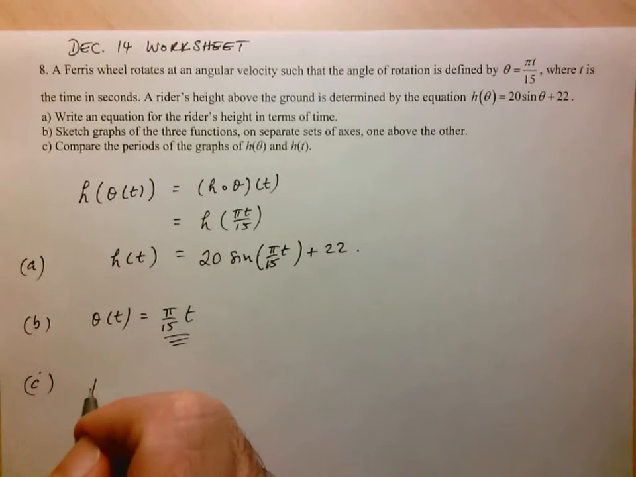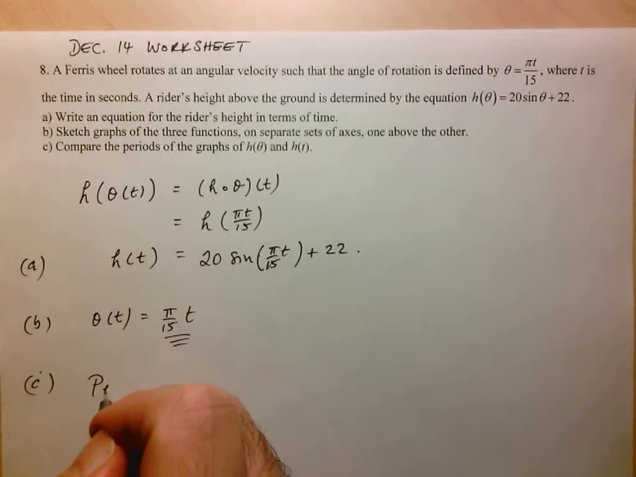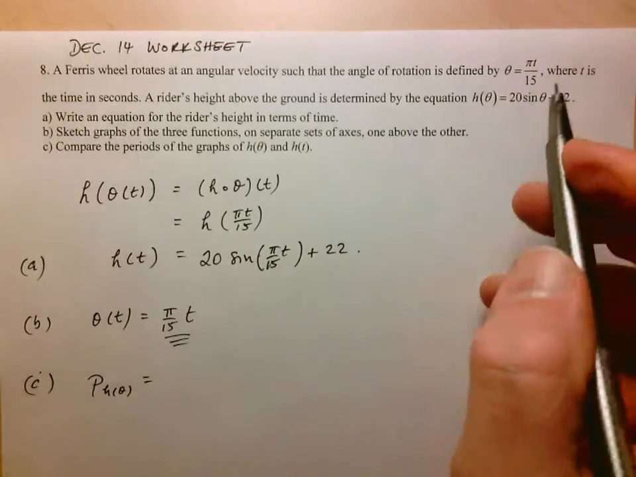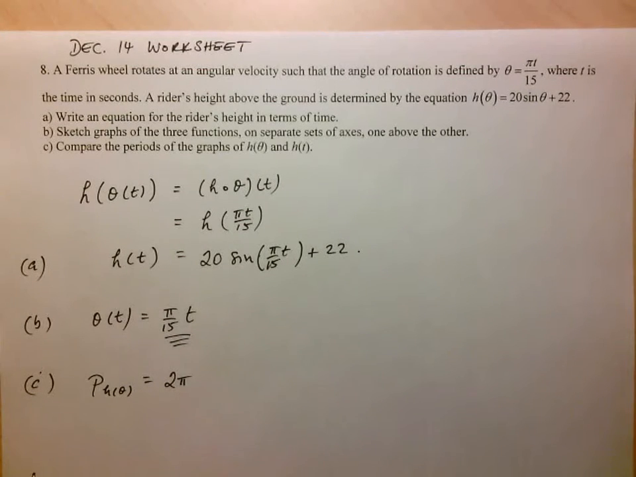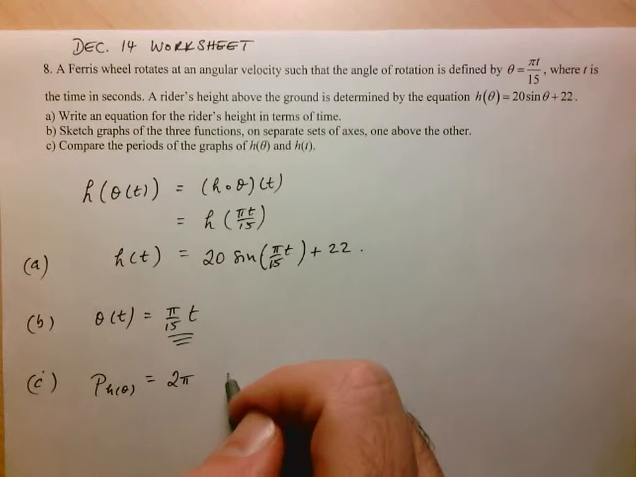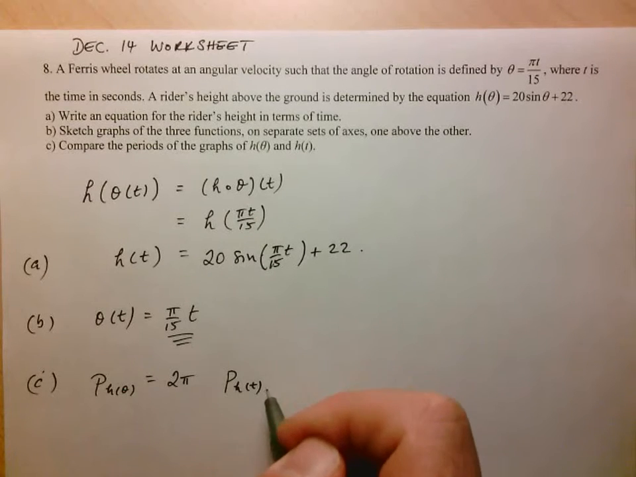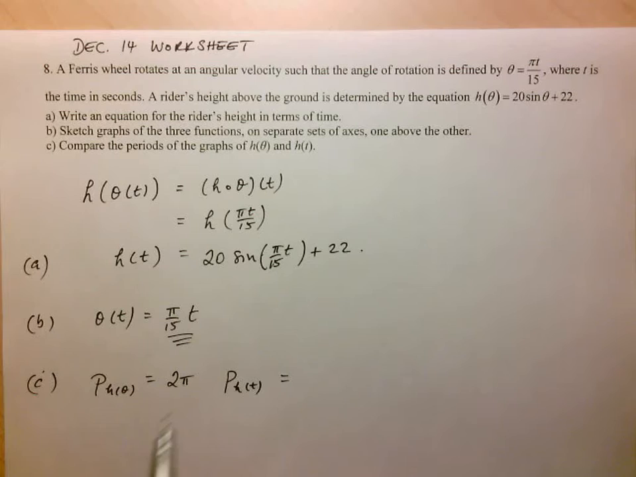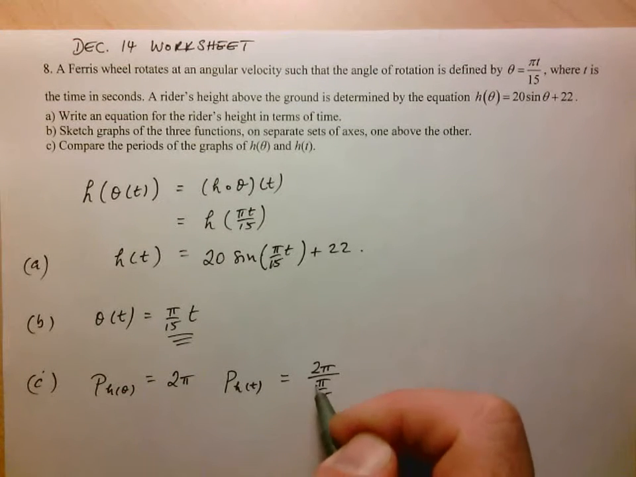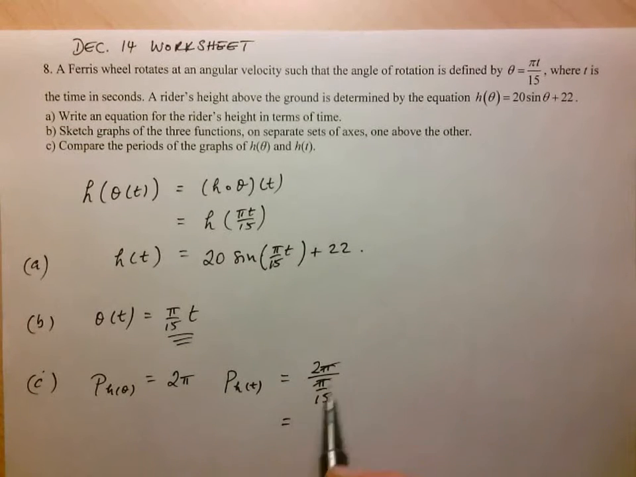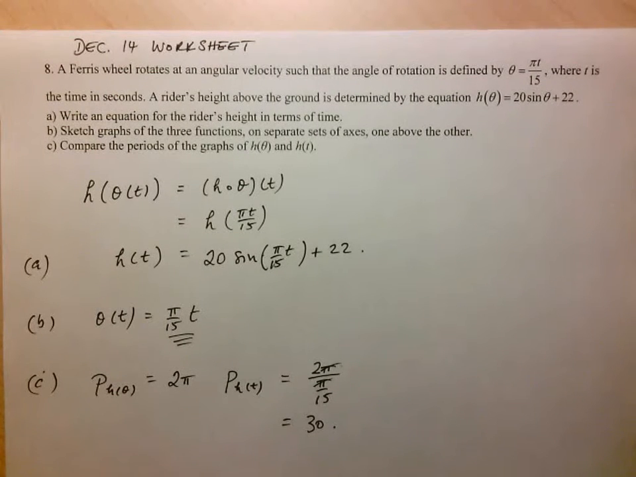Okay, and so if we look at the period for h at theta, well, here, that's just a regular old sine function, so the period will just be 2 pi, which makes sense, 2 pi radians to go around. And then the period for h at t, because I have a k value now, is just going to be 2 pi divided by pi over 15. Pi's cancel out, so this is like 2 times 15, so it's just going to be 30. Okay, so they'll have quite different periods. This has a period around 6.28. That one's got a period of 30.